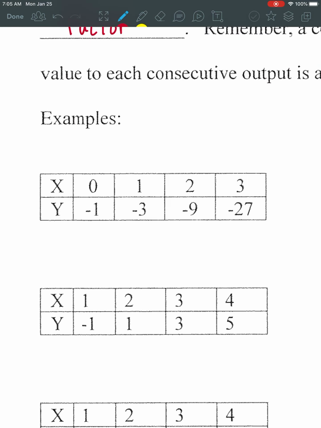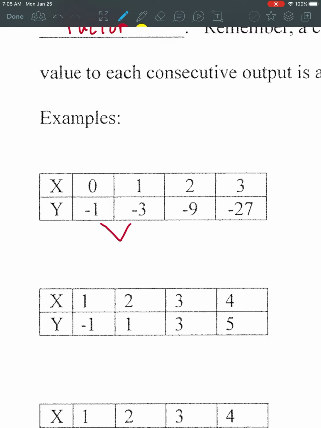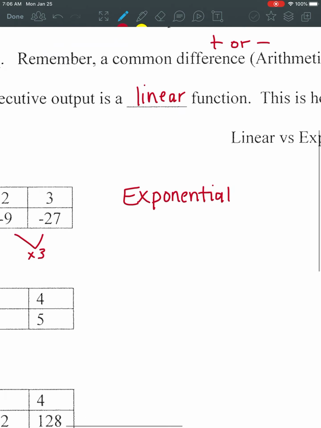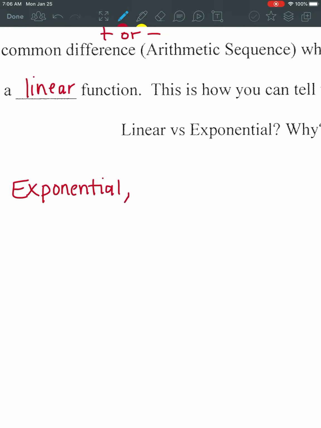So we've kind of done this with our tables. Identify if they're linear or exponential. You could pause the video, see if you're on the right track here. We're looking at our y values to find out what that difference is. So we're multiplying by 3 over and over. So this is an exponential function.